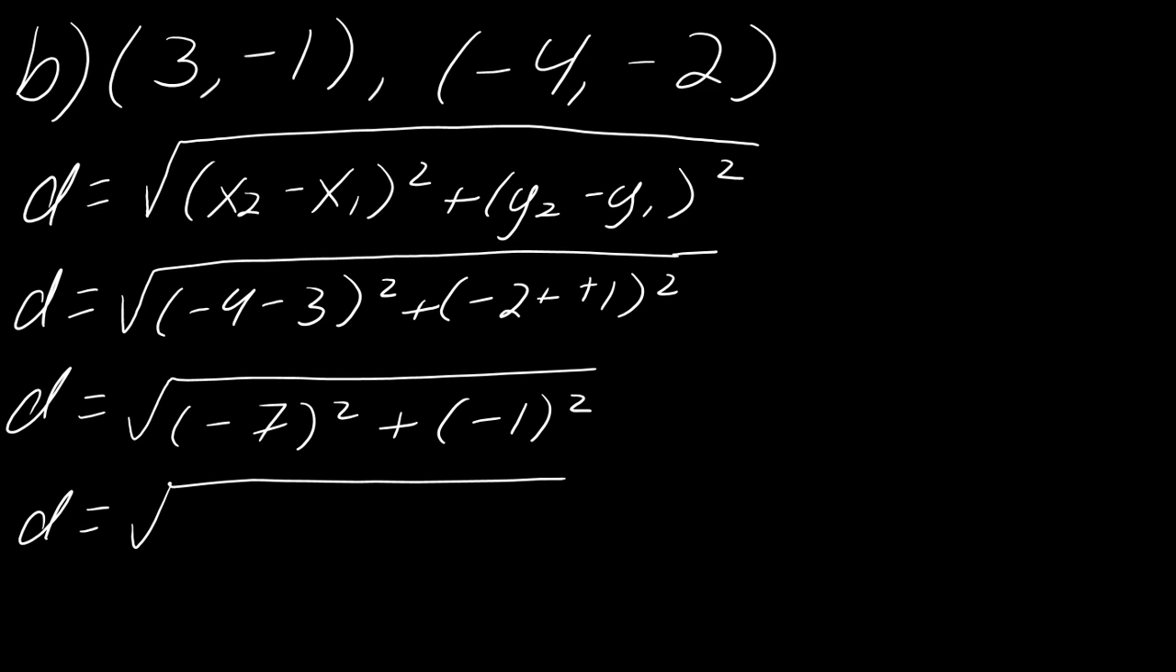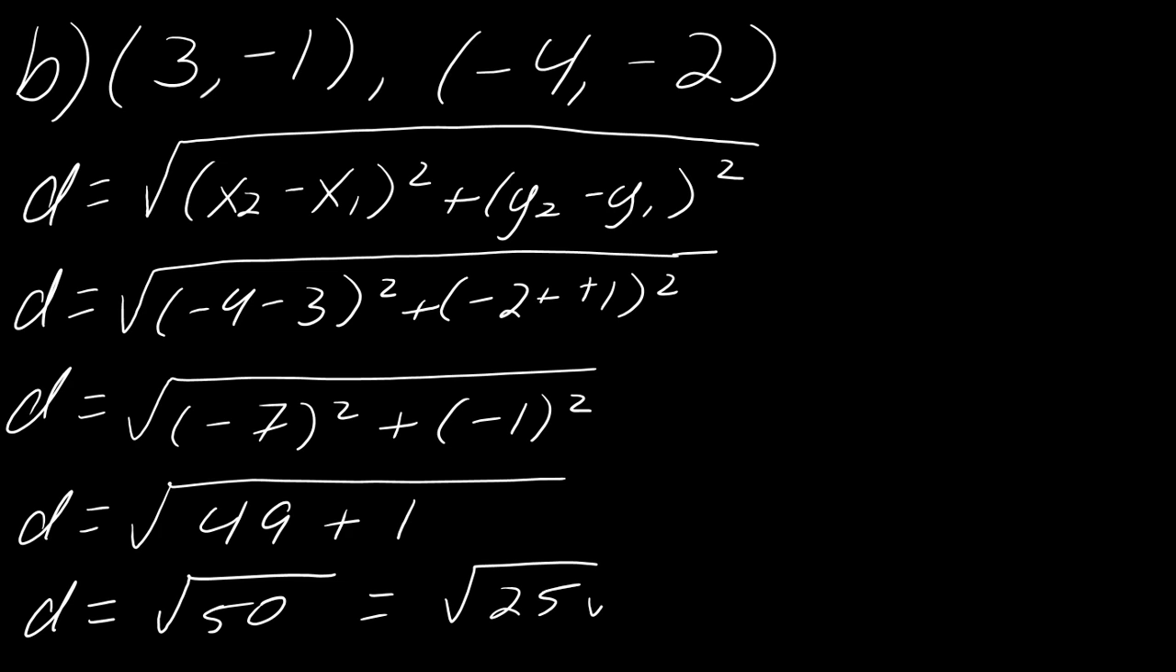So then this is going to be 49 plus 1, which ends up being the square root of 50. Now the square root of 50, I can actually simplify, right? I can break that into 25 times 2. So this is going to be 5 times the square root of 2, and that's going to be my distance in that case.